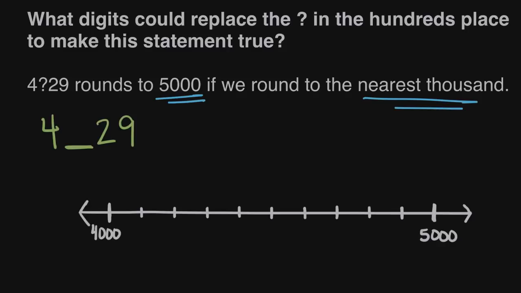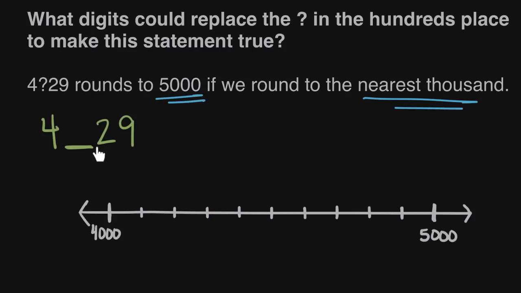Just to look at an example, if we plot a number right here, whatever number this point represents, what is its nearest thousand? Well, it is literally nearest to 5,000. So it would round to 5,000. That would be its nearest thousand. But if, for example, we had a point somewhere like this, that point's nearest thousand would be 4,000. This point would round down to 4,000 because we can see it is closer to 4,000 than it is to 5,000. It is nearer.